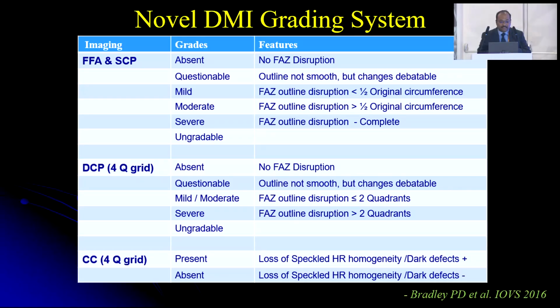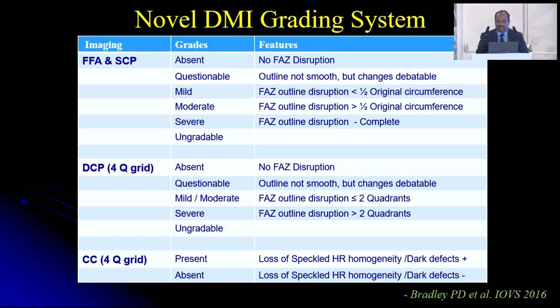I won't go into all the details. The FFA and SCP were looked at together. They had these six grades: absent, questionable, mild, moderate, severe, ungradable. In mild versus moderate, it was FAZ outline disruption of less than half the original circumference or more. For the DCP, they made it into a 4-quadrant grid. Again, these five grades, with mild to moderate and severe being FAZ outline disruption of less than or equal to 2 quadrants or more than 2. And for the choriocapillaris layer, again, they used a 4-quadrant grid.